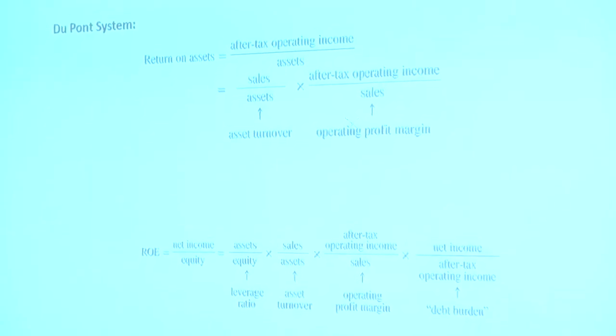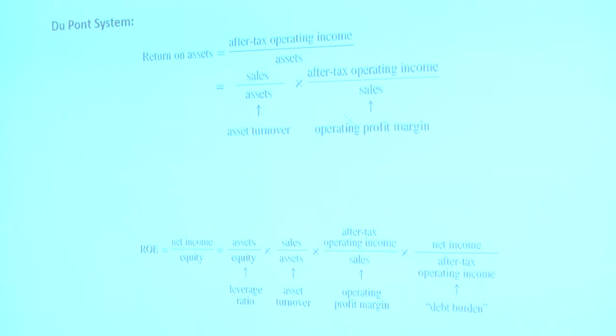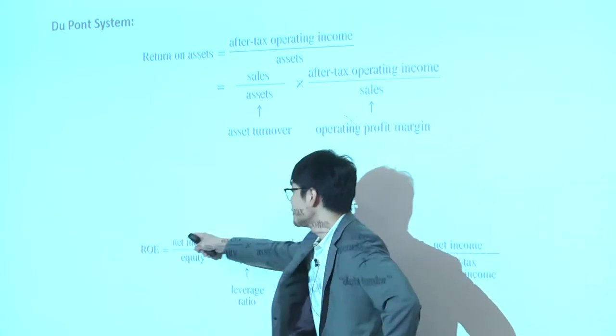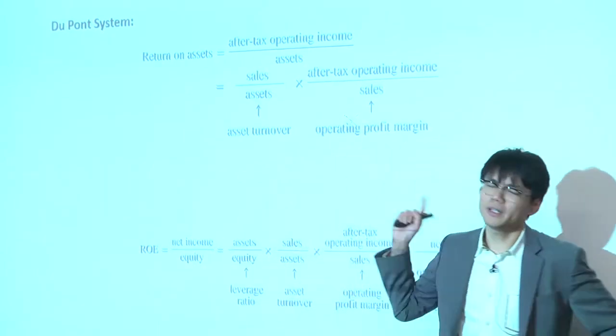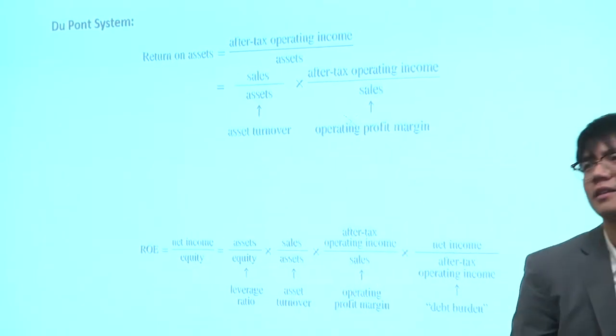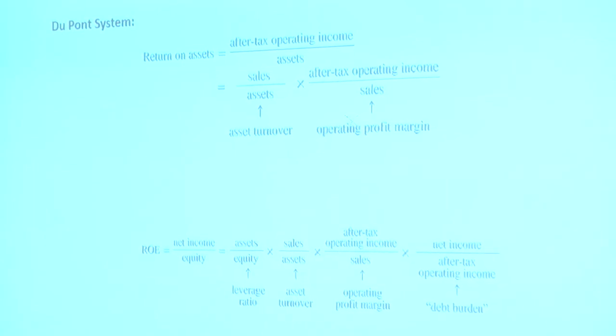There's one thing I want to talk about, which is the DuPont system. Sometimes you could be confused why we make one simple ratio complicated. ROA is after-tax operating income divided by assets. Why are we decomposing it into two things? And return on equity is net income divided by equity, a single item here. Why do I want to make your life complicated into 4 items?